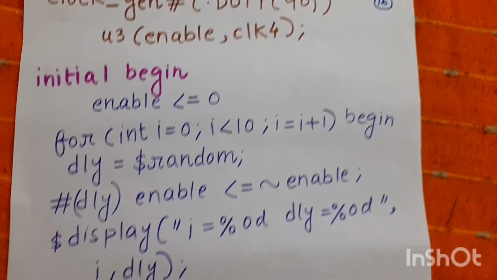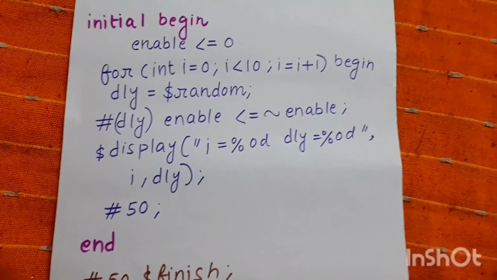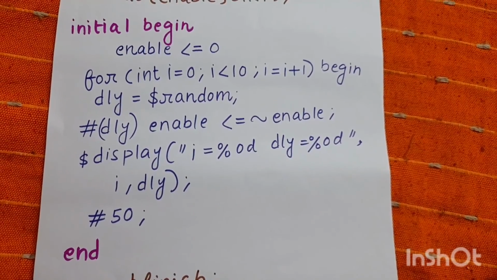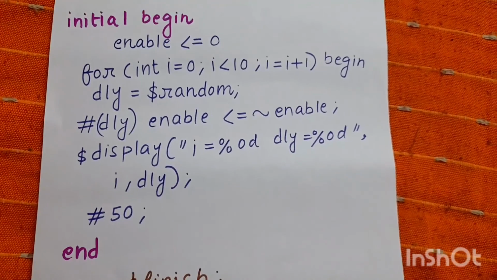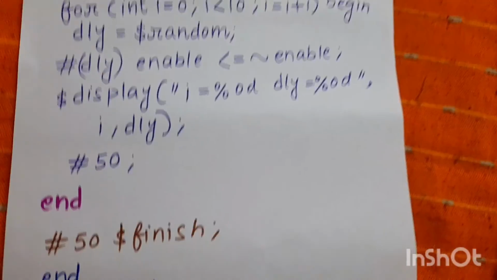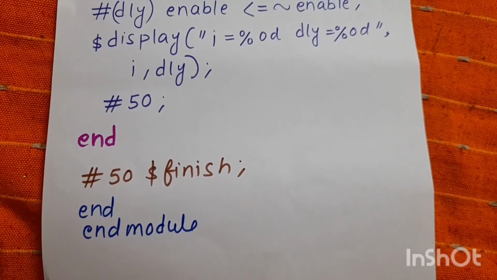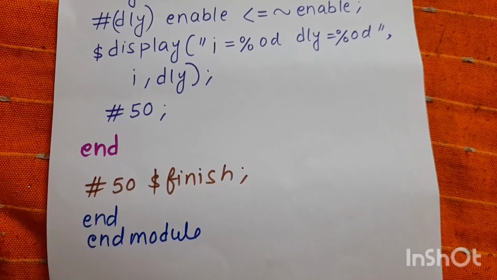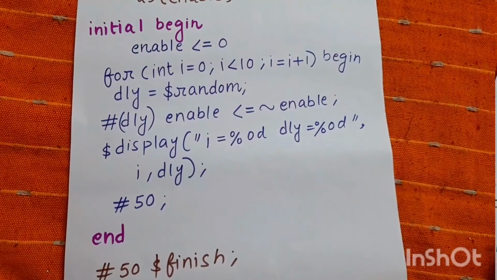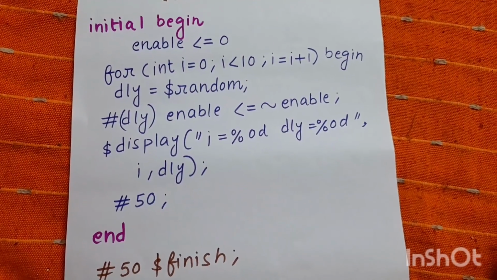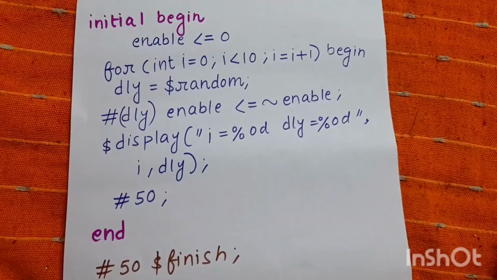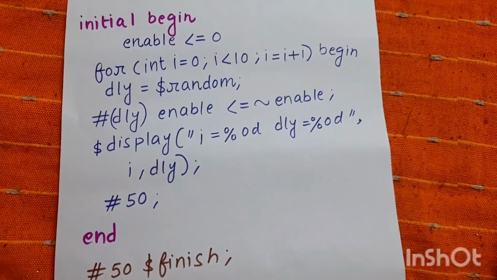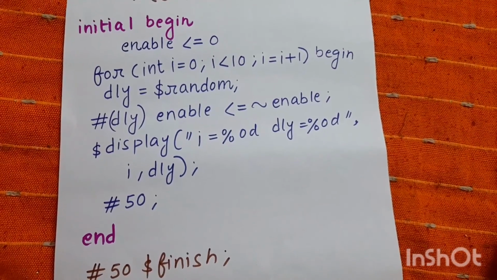Enable input, clock 4. Again the initial begin end statement, where the for loop has been called. It is run 10 times. Okay, the display of I and delay has been done, and after waiting for 50 time units, $finish is called and the module ends. This is how we wrote the test benches for different frequency, different phases and different duty cycle. Hope this Verilog code of clock gen is clear to you.